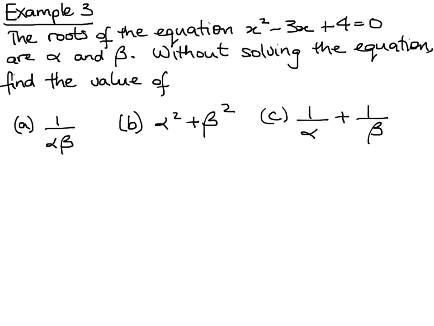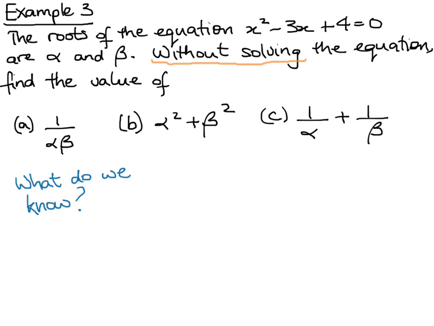Here's another example of the use of the coefficients roots relationship. The roots of the equation x squared minus 3x plus 4 is equal to 0 are alpha and beta. Without solving the equation, find the value of 1 over alpha beta, alpha squared plus beta squared, and 1 over alpha plus 1 over beta. So let's look at these in turn.